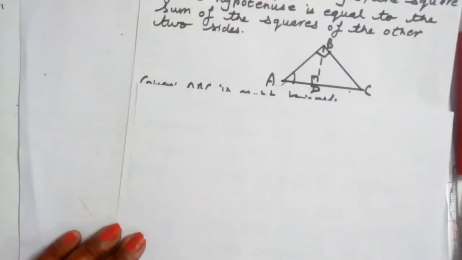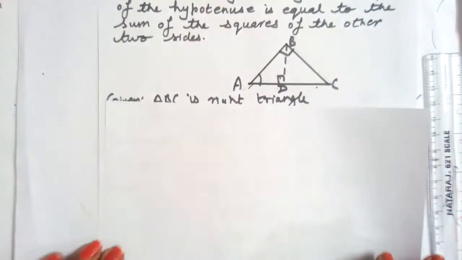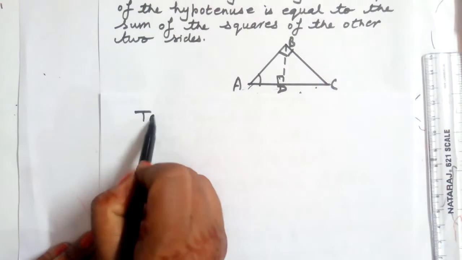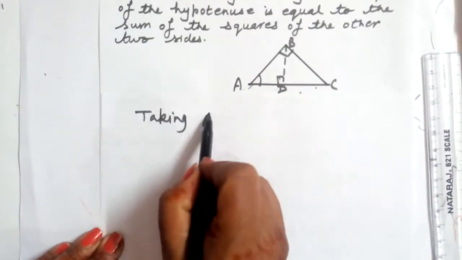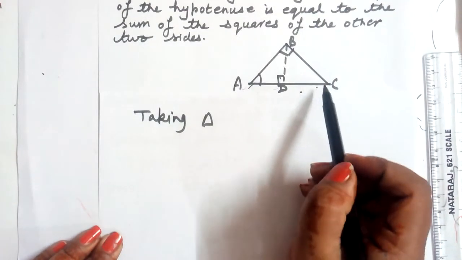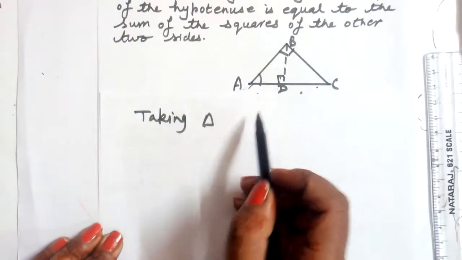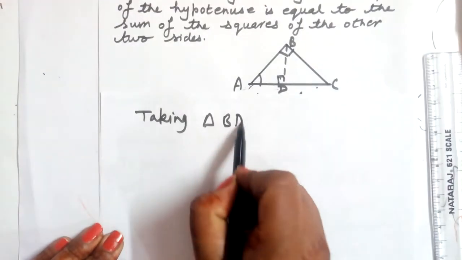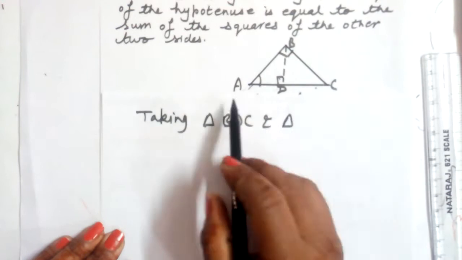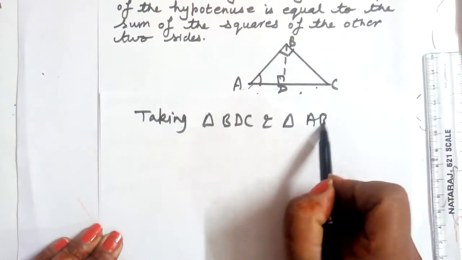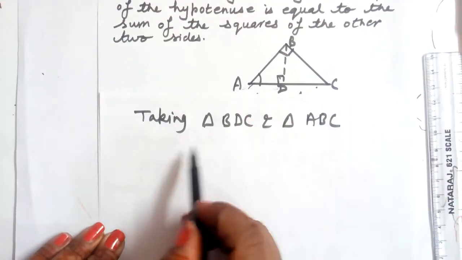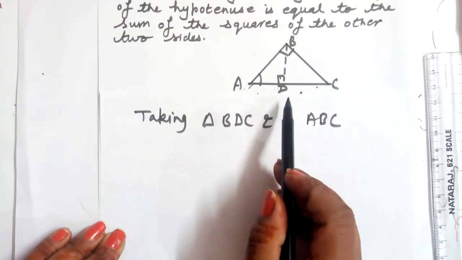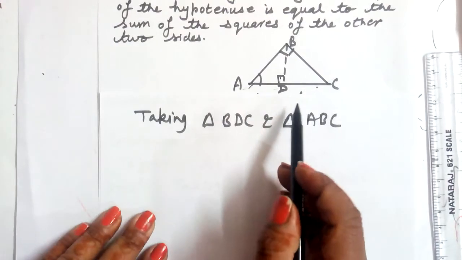Now come to the second, where we are taking triangle BDC, and again the bigger triangle, that is ABC. Yes, now if we will again check the base.